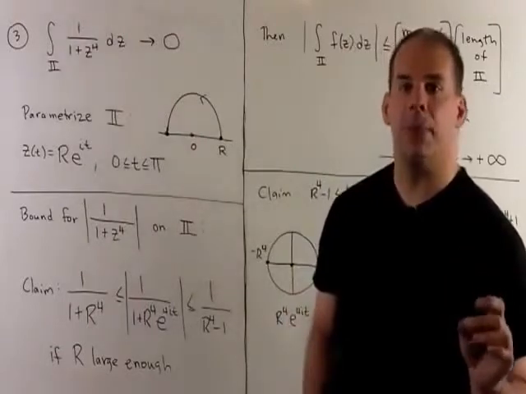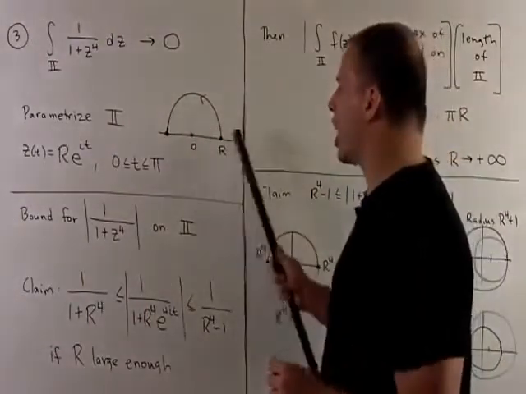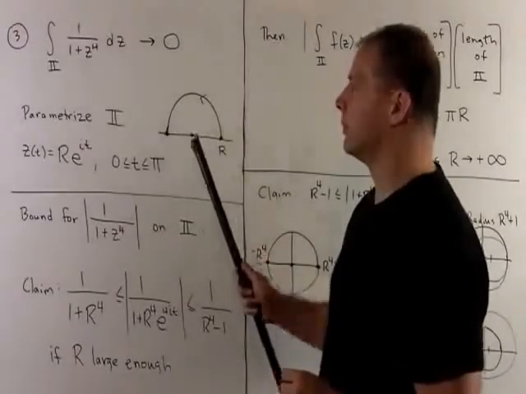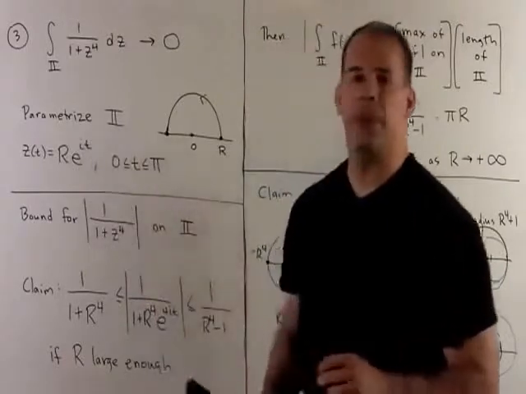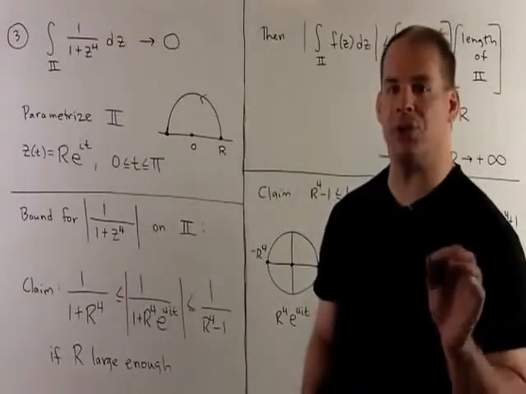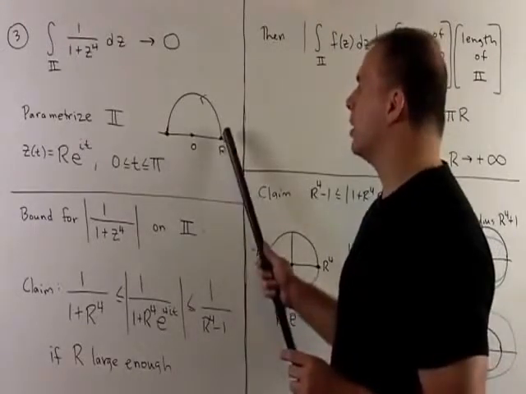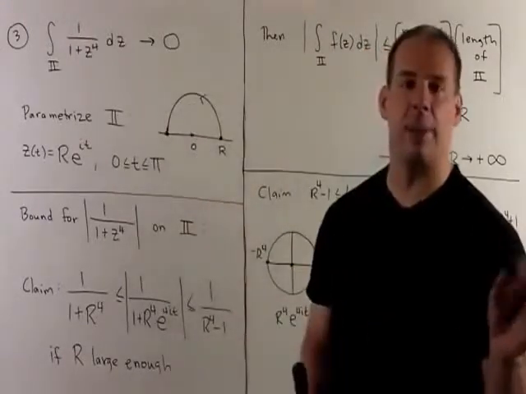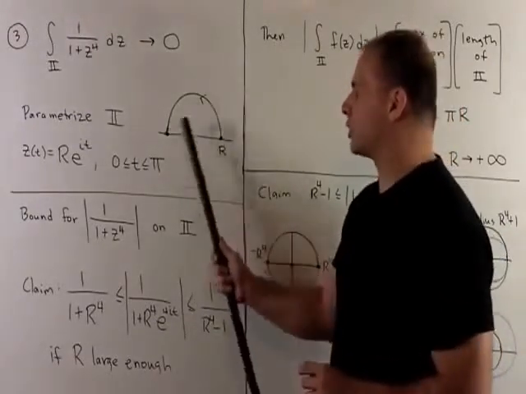For the first step, I'm going to parameterize our curve. It lives on a circle of radius r centered at the origin, so we can use z of t equal to r e to the it. Since I only want the top half, I'll choose t between 0 and pi. So it's going to start at r, travel counterclockwise, and then stop at minus r on the real axis. That also has the correct orientation.